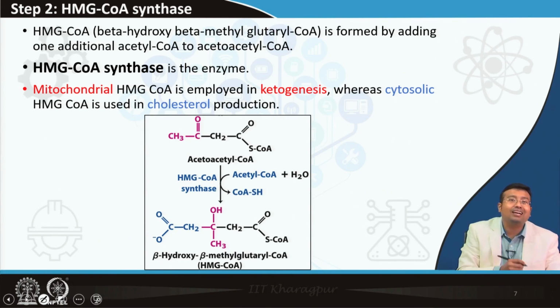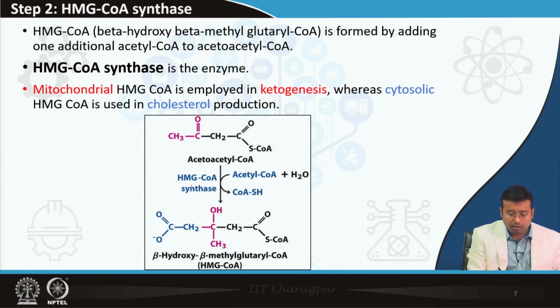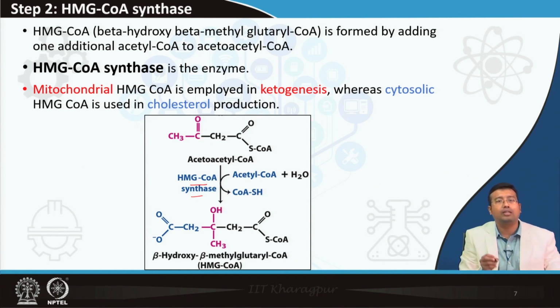combines with another acetyl coenzyme A and a water molecule by the enzyme HMG coenzyme A synthase, or HMG CoA synthase. What is the full form of HMG? Beta hydroxy beta methyl glutaryl coenzyme A. You know glutaric acid is a 5 carbon compound having COOH at both ends. So, this is the alpha carbon and this is the alpha carbon, and this is the beta carbon. This is the alpha and this is the beta, this is the functional group, okay. So, beta hydroxy beta methyl glutaryl coenzyme A.